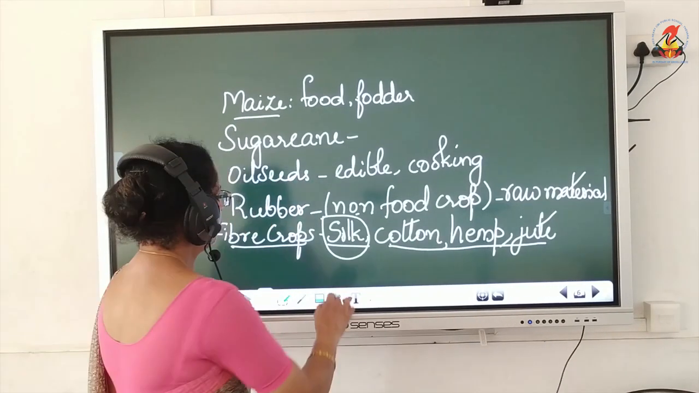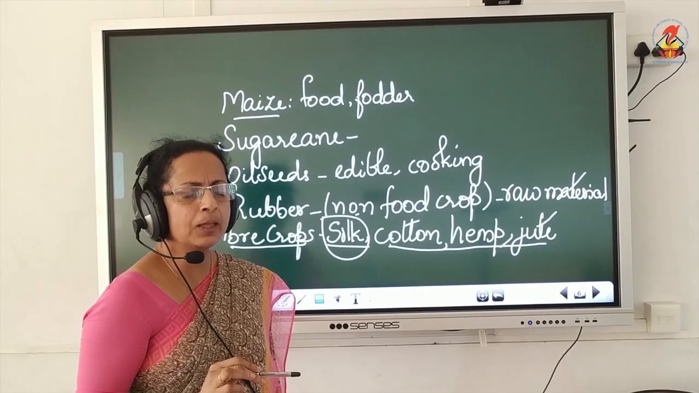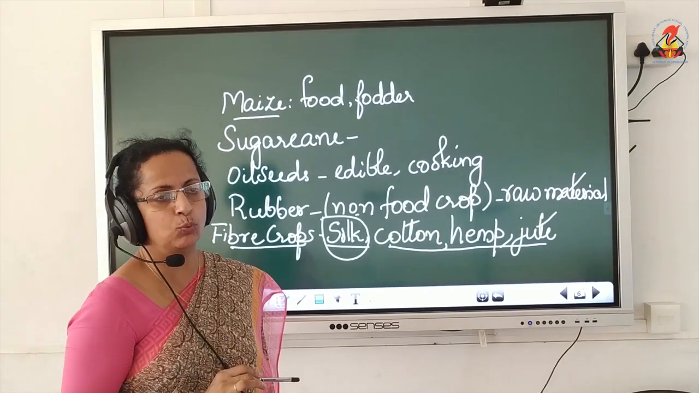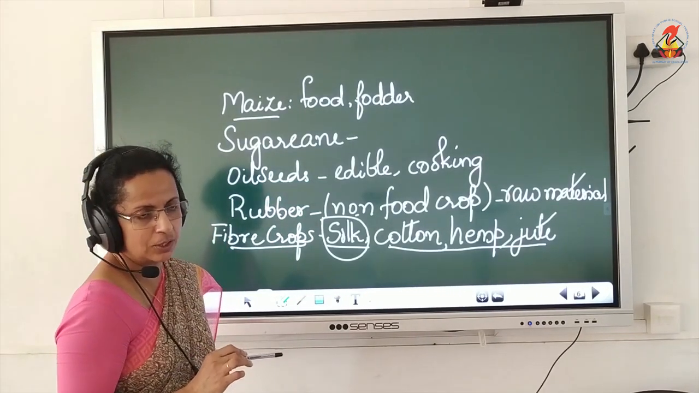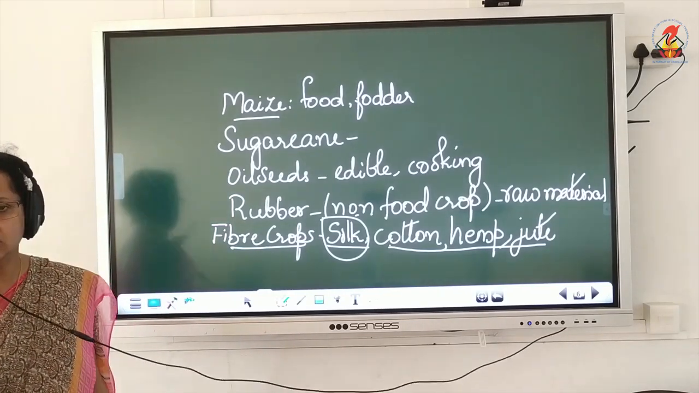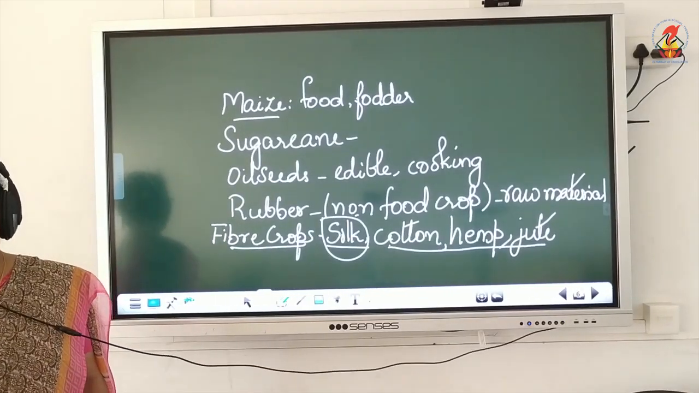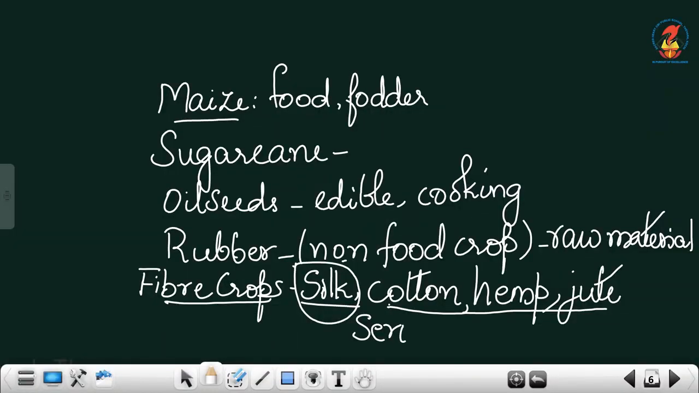So, what do you call this process of growing or keeping of silkworms? What do you call them? The rearing of silkworms for the production of silk is called as what? Sericulture. It is called as sericulture.